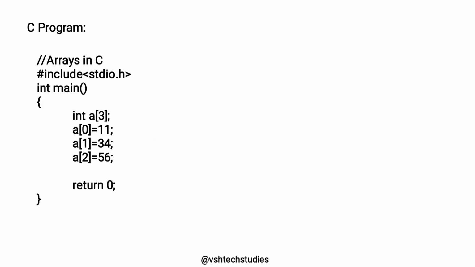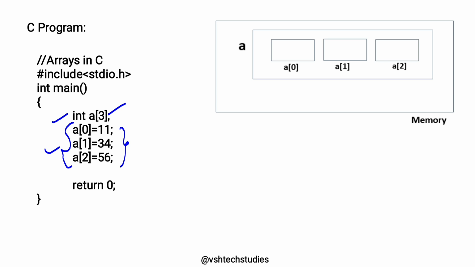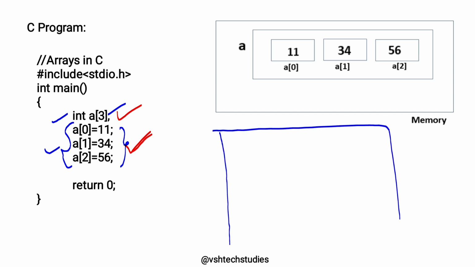The same can be achieved by doing declaration first and then doing assignment. According to this, 3 memory locations are reserved by the name array A. Then as per this, 11, 34, 56 are saved in those 3 memory locations. Here reserving the memory space and assigning the values is done separately. In both cases, nothing is printed on the monitor because there is no printf statement in the program.